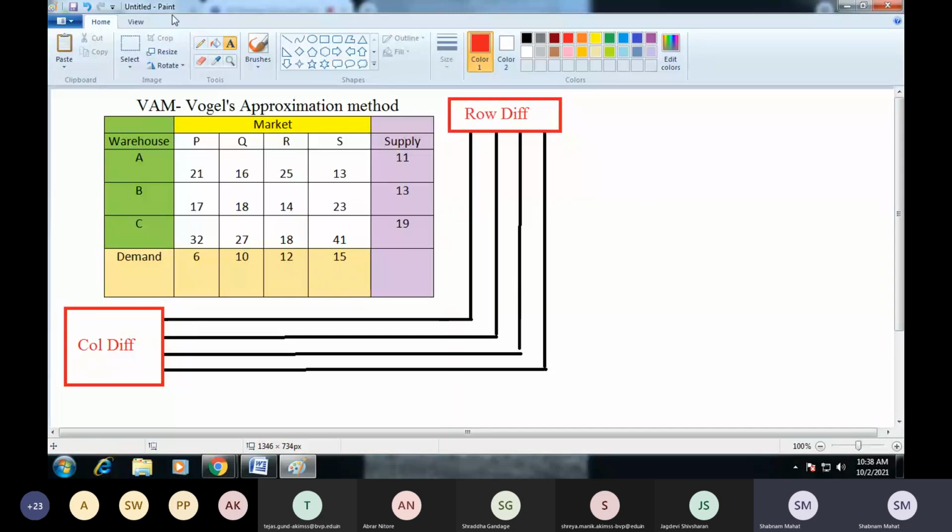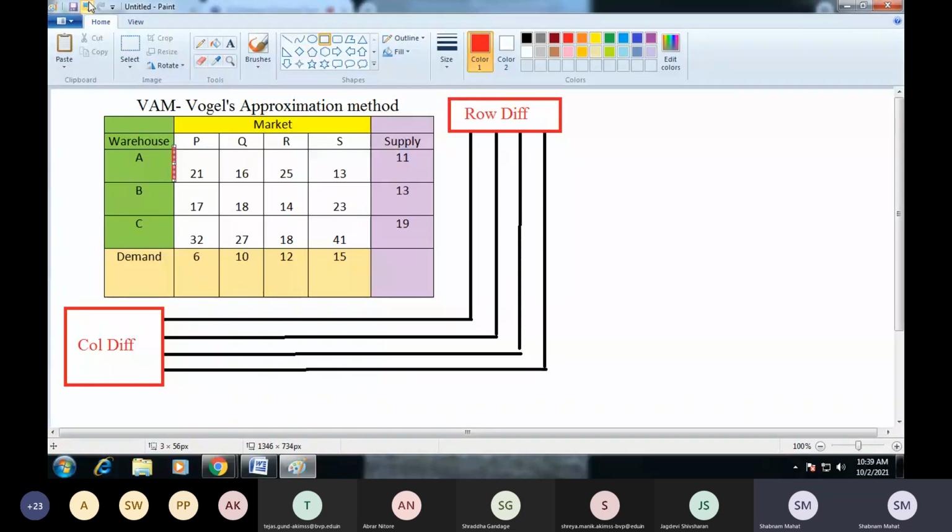Approximation method, that is VAM. As you know, when we start to find the solution using Vogel's approximation method, we need the row difference and column difference. Those row differences and column differences are called penalties. So let me start to find the penalty from the first row.